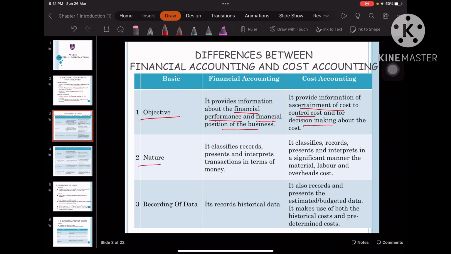Number two, in terms of nature, financial accounting classifies, records, presents and interprets transactions in terms of money, for example the assets and liabilities and so on. But for cost accounting, we classify, record, present and interpret in a significant manner the material, labor and overhead. So we would like to see the components of the cost of a product, which come from material, labor and overhead.